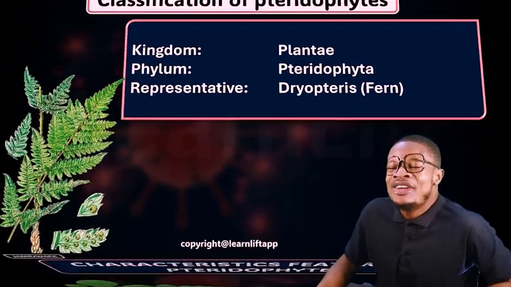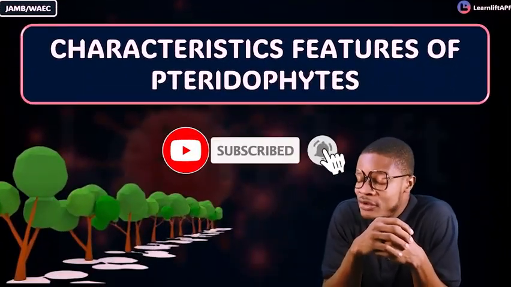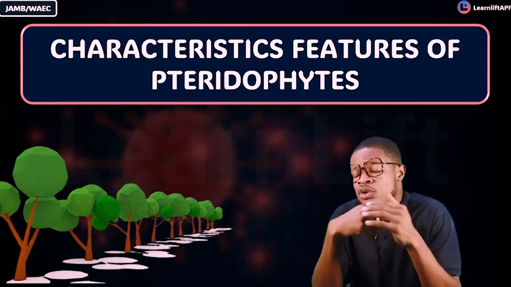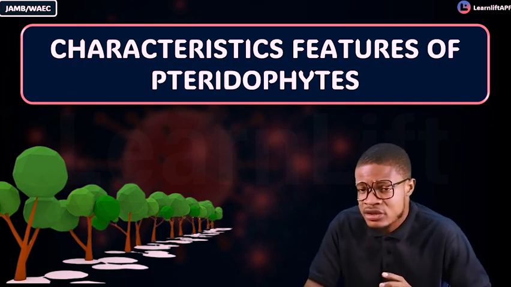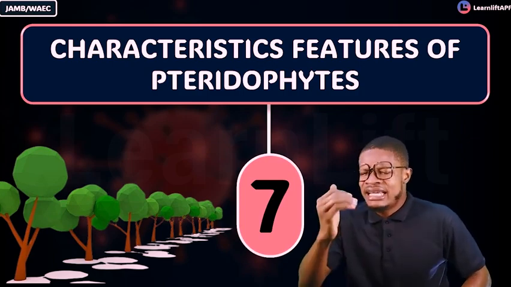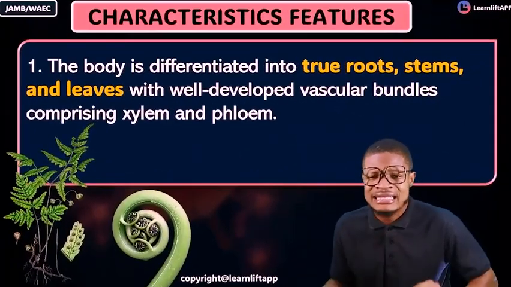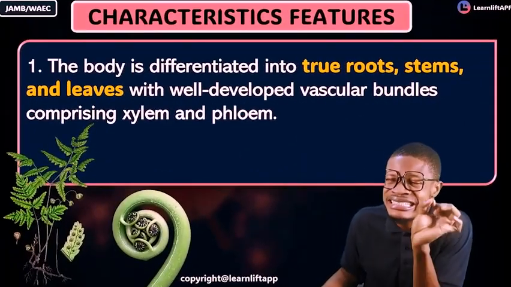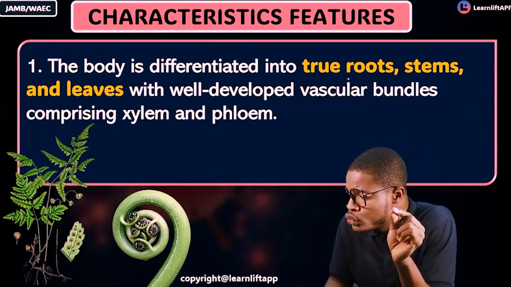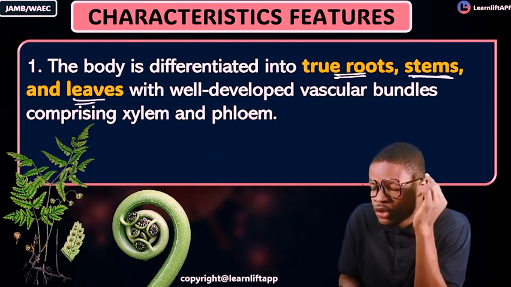You must not forget that the characteristic features of pteridophytes, there are a couple of them. We're going to look at 7 characteristics of pteridophytes, a total of 7. And as we go, I'll be showing you their exam questions. Number 1 character is that their body is differentiated into true roots, true stems, and true leaves.